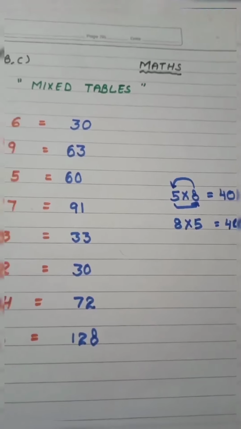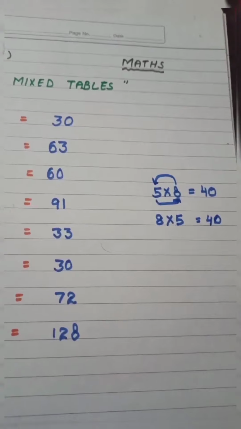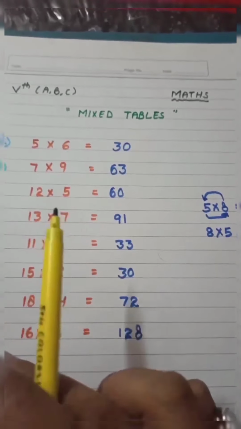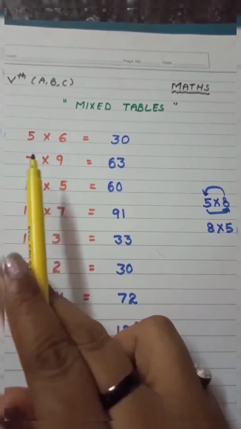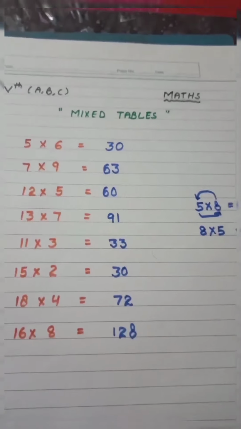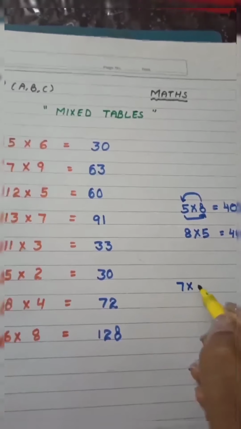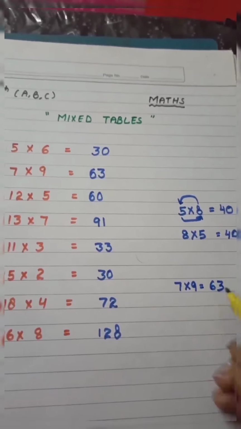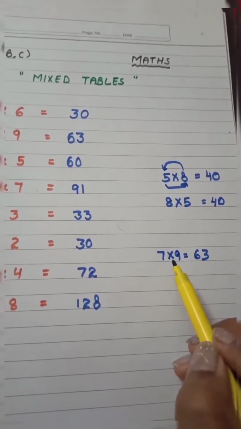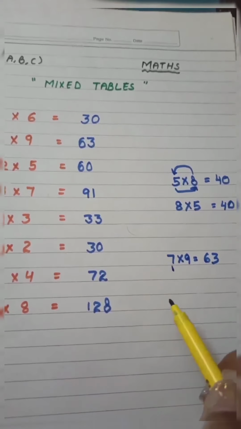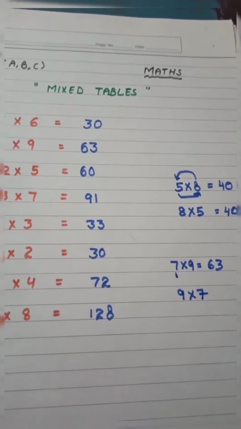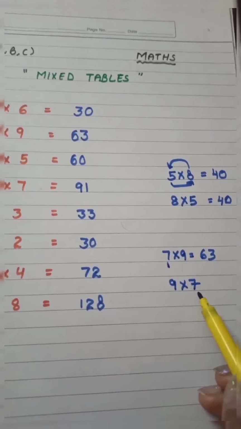Always remember that if you are getting confused anywhere or in any of the tables, you can read the opposite number's table. If you remember that number's table, you can easily write down the answer. See, 7 9s is 63. But if by chance you are getting confused or you are unable to recall the table of 7, you can also read out the table of 9 7s.